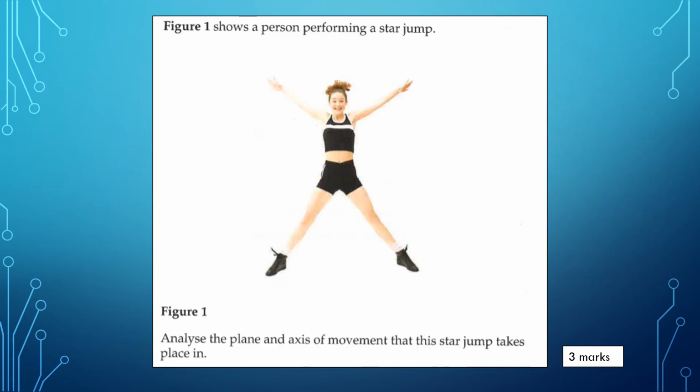Another example, exactly the same question, but referring to a different action. We are now performing a star jump, and it's the same question. Analyze the plane and axis of movement this star jump takes place in. So before moving on, just have a little think. What types of movement are occurring at these joints?